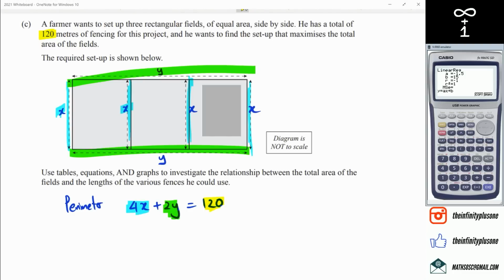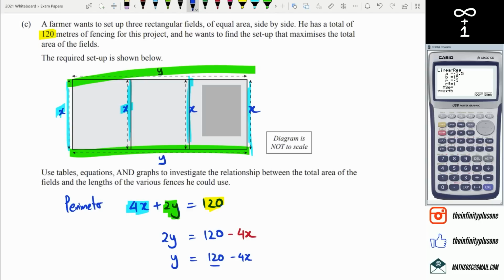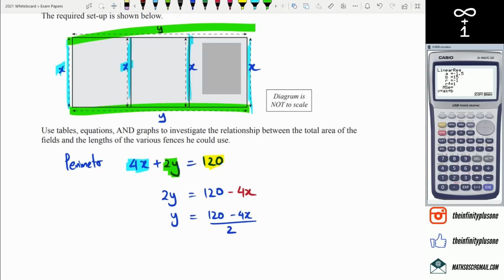Now what we can do is simplify this equation and rewrite it. So we're going to write 2y is equal to 120 minus 4x. And then y is equal to 120 minus 4x, and the whole thing is then divided by 2. So that means y can be said as 60 minus 2x. So this is my perimeter.